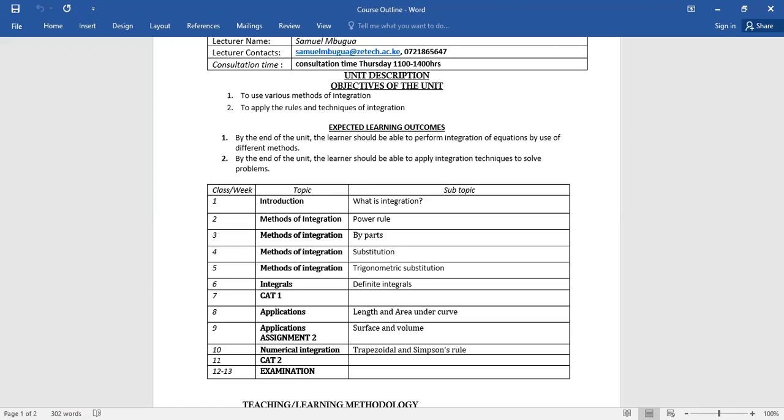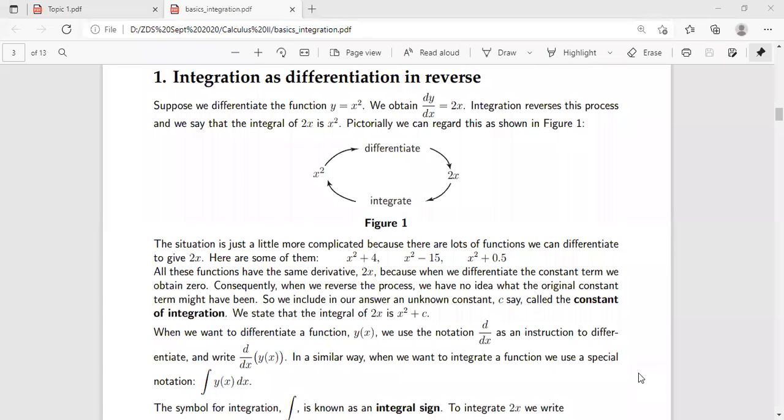So allow me to immediately go to the first topic, which is introduction to integration. And just as I've indicated, integration is the reverse of differentiation. So suppose we differentiate the function y is equal to x squared. We will get 2x. So integration reverses this process, and we say that the integral of 2x is x squared.